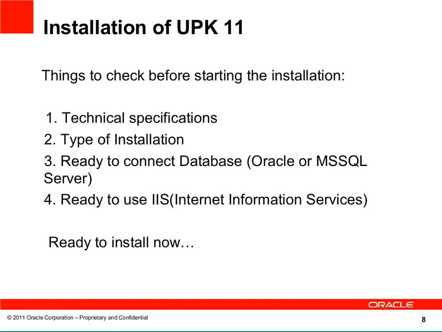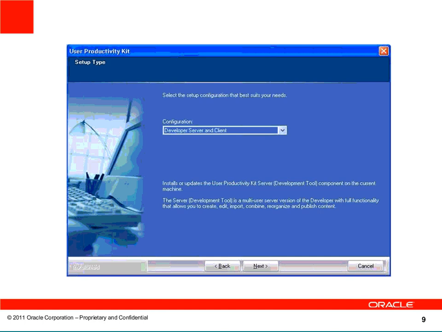So let's see how the installation steps are going to look. This particular screenshot is taken from an installation of User Productivity Kit, and this slide shows the configuration type of developer server client. In fact, there are many other configuration types, which are developer server client, single user, Knowledge Center, and content root and import utility.